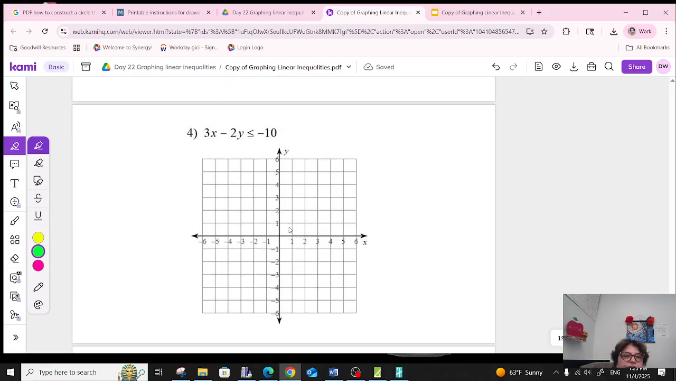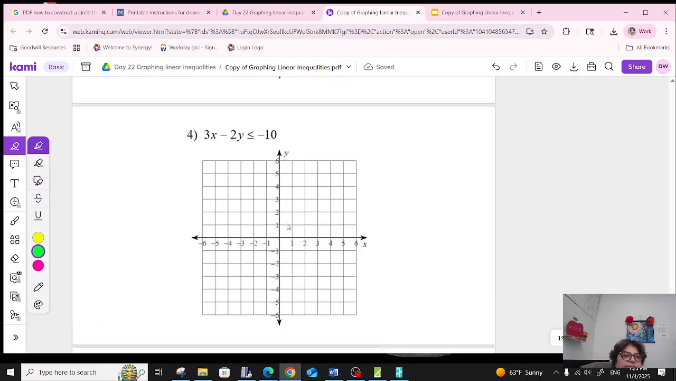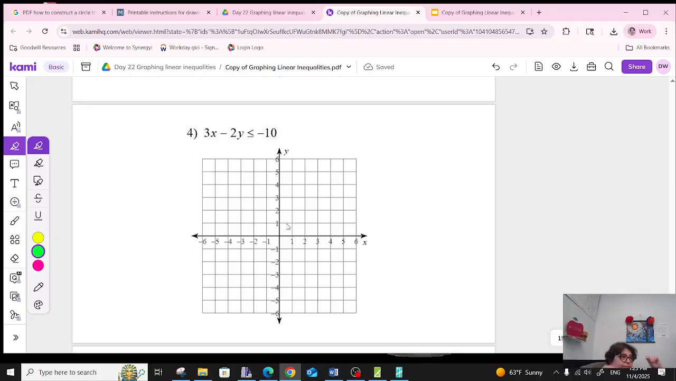Okay, at your tables, I want you to do number 4 for me, please. So you're going to have to solve for y first, and then determine if it's going to be solid or dotted, and then shade, either up or down. Solve for y first.